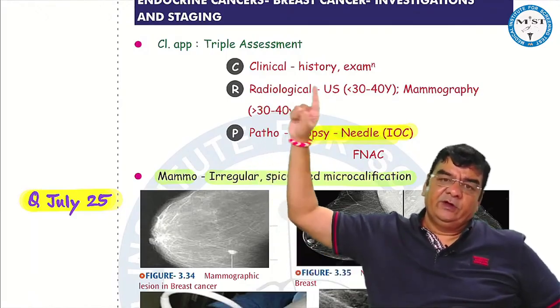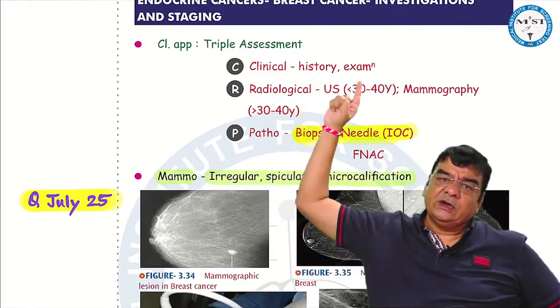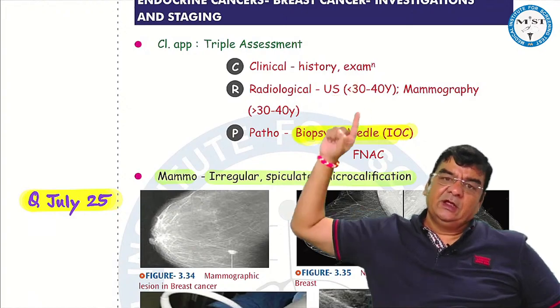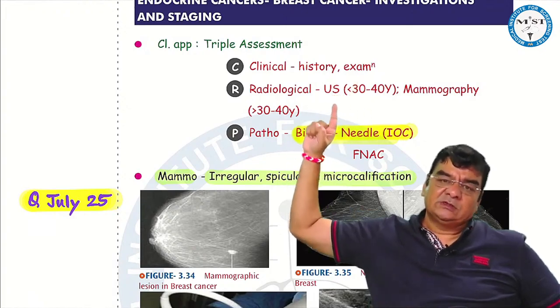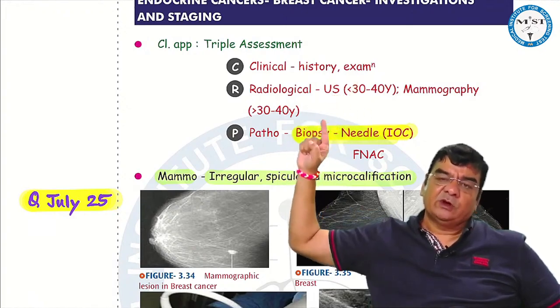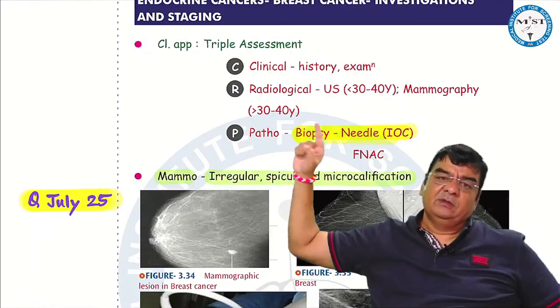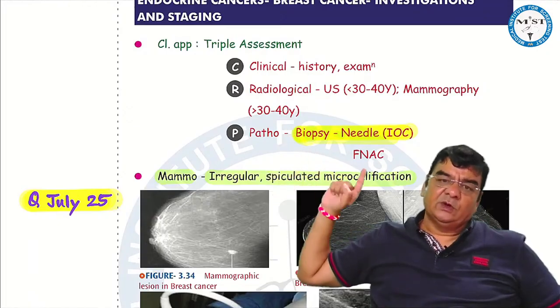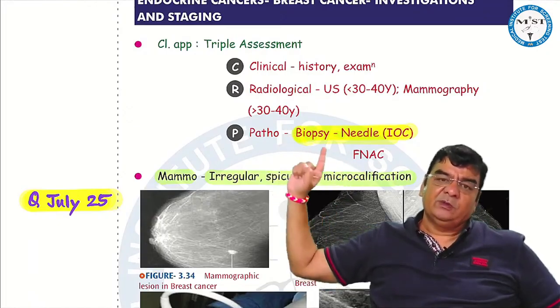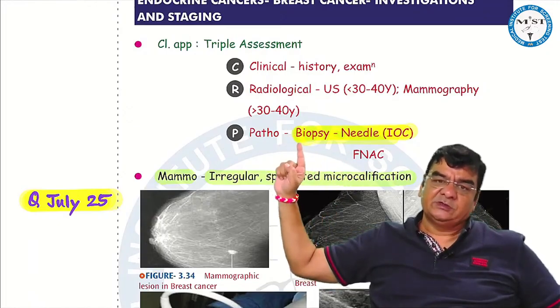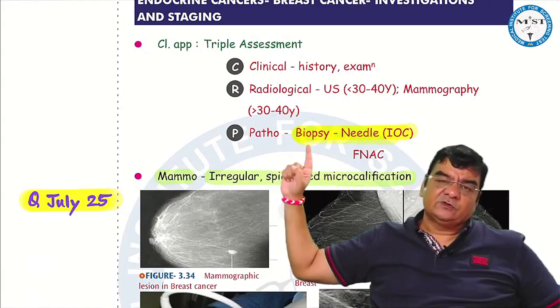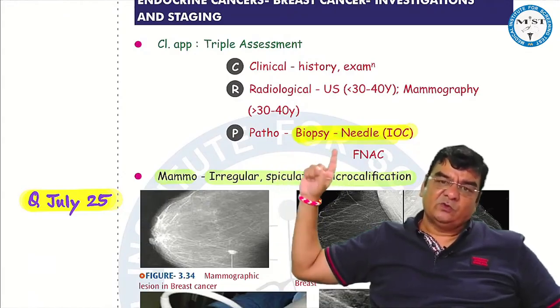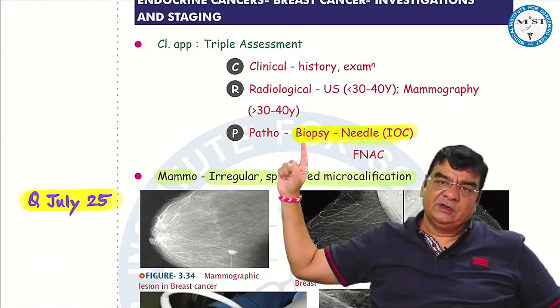In clinical, we have to take a detailed history and do a detailed clinical examination. In radiology, we do ultrasound for less than 40 years, mammography after 40 years. But in high-risk cases, mammography can be done after 30 years of age. In pathology, we can do ultrasound-guided FNAC or maybe ultrasound-guided needle biopsy. The investigation of choice to diagnose breast cancer would be needle biopsy.